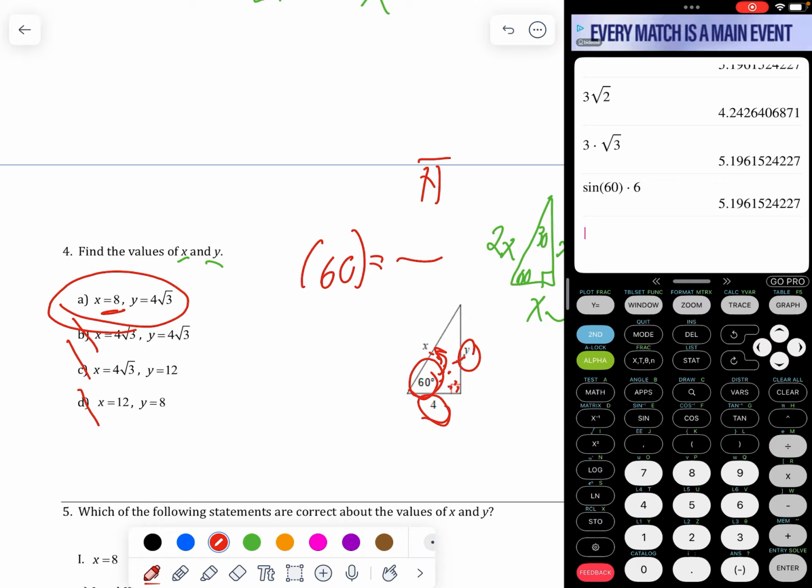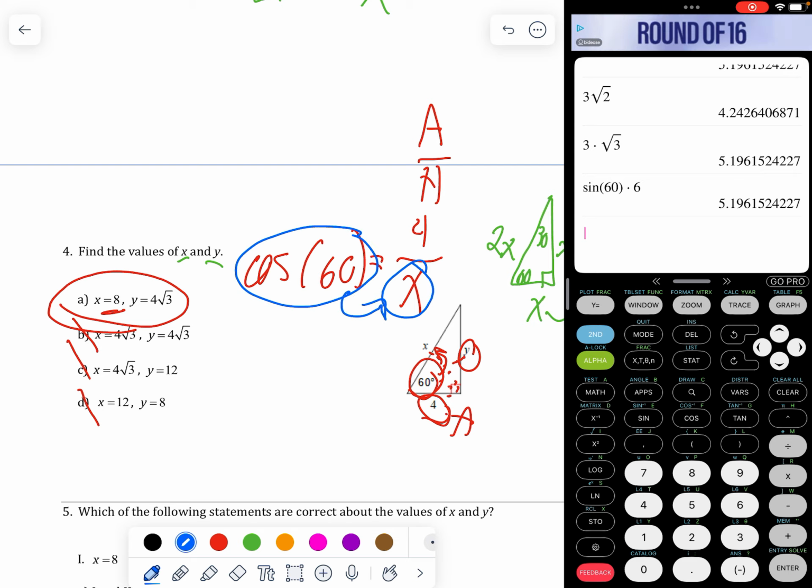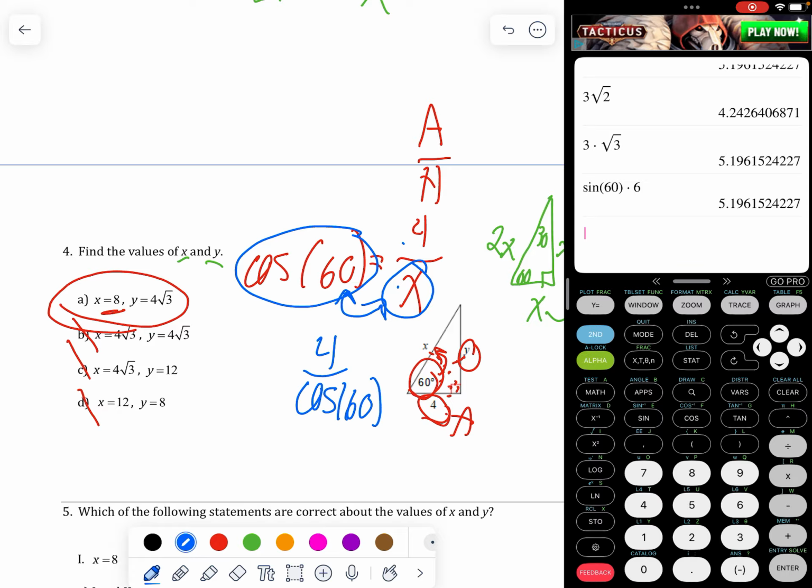So let's do our adjacent side with that 4. So adjacent over hypotenuse is cosine. Okay, we talked about when x is in our denominator, all we have to do is switch the x in those trig functions problem. So instead of saying 4 divided by x, we're going to say 4 divided by cosine of 60. Okay, so let's put that in our calculator. 4 divided by cosine of 60 equals 8. And that's exactly what we put as well.